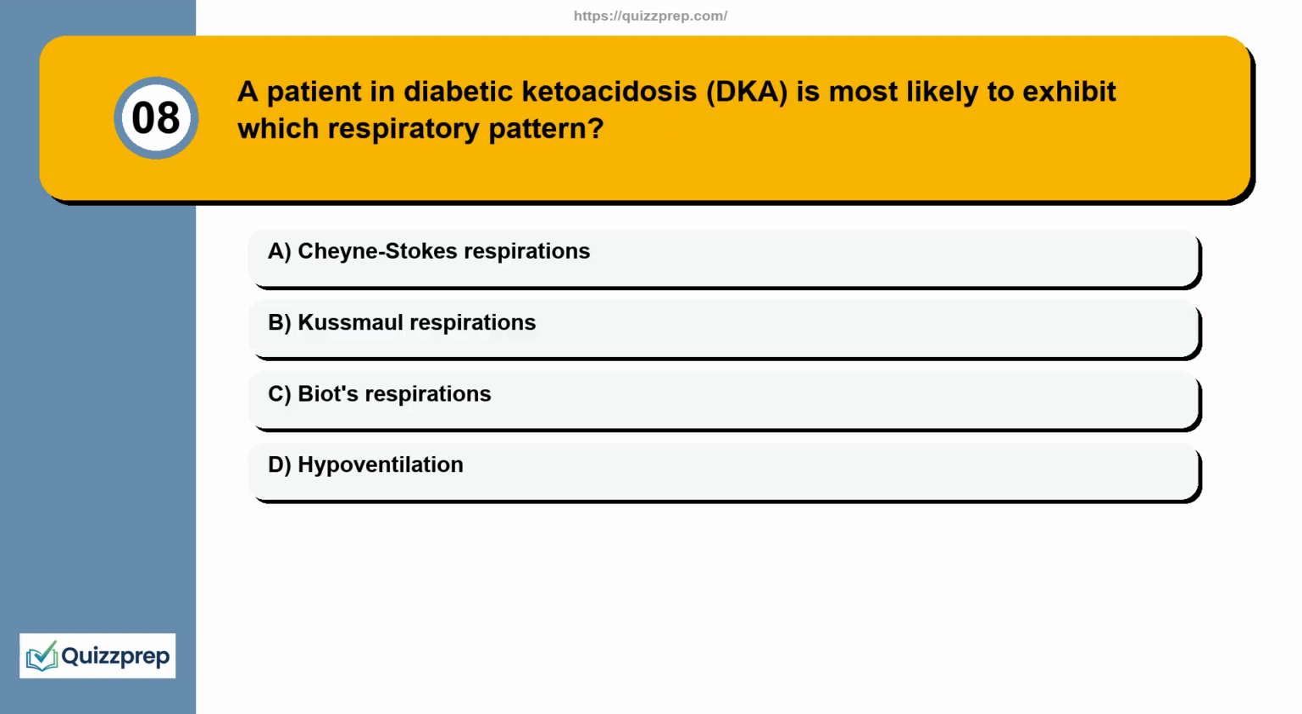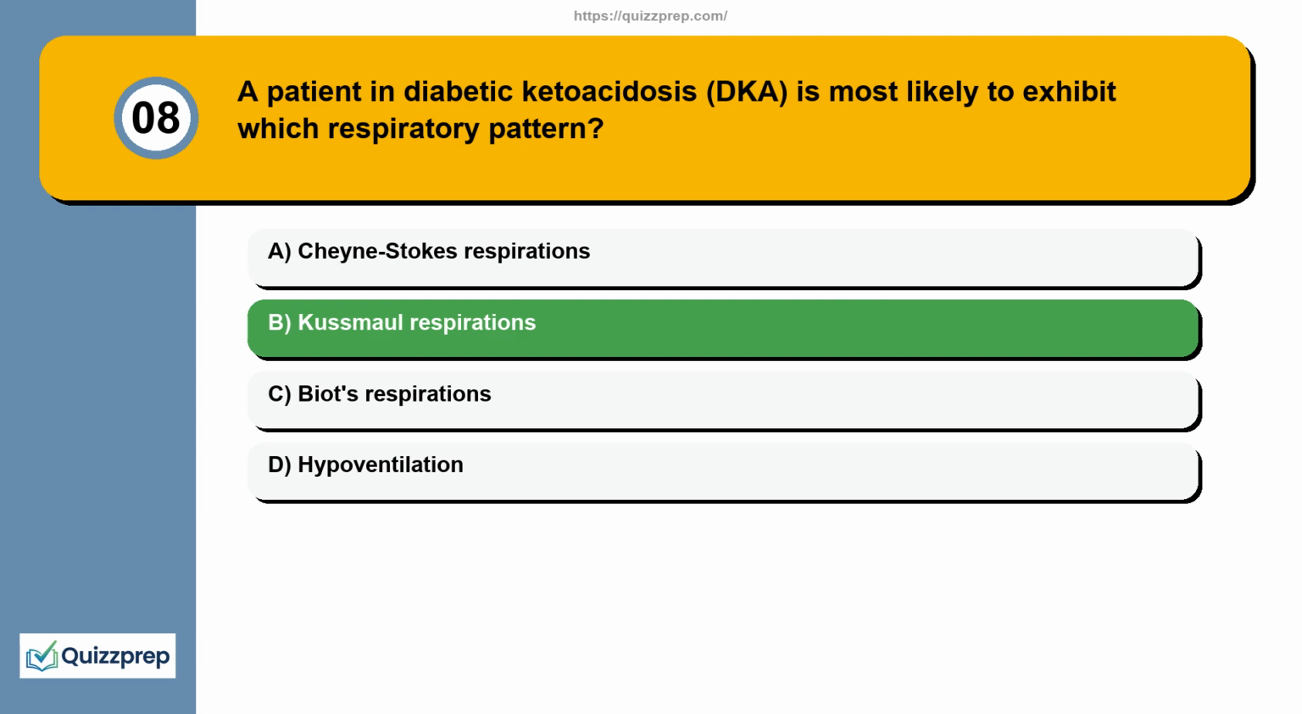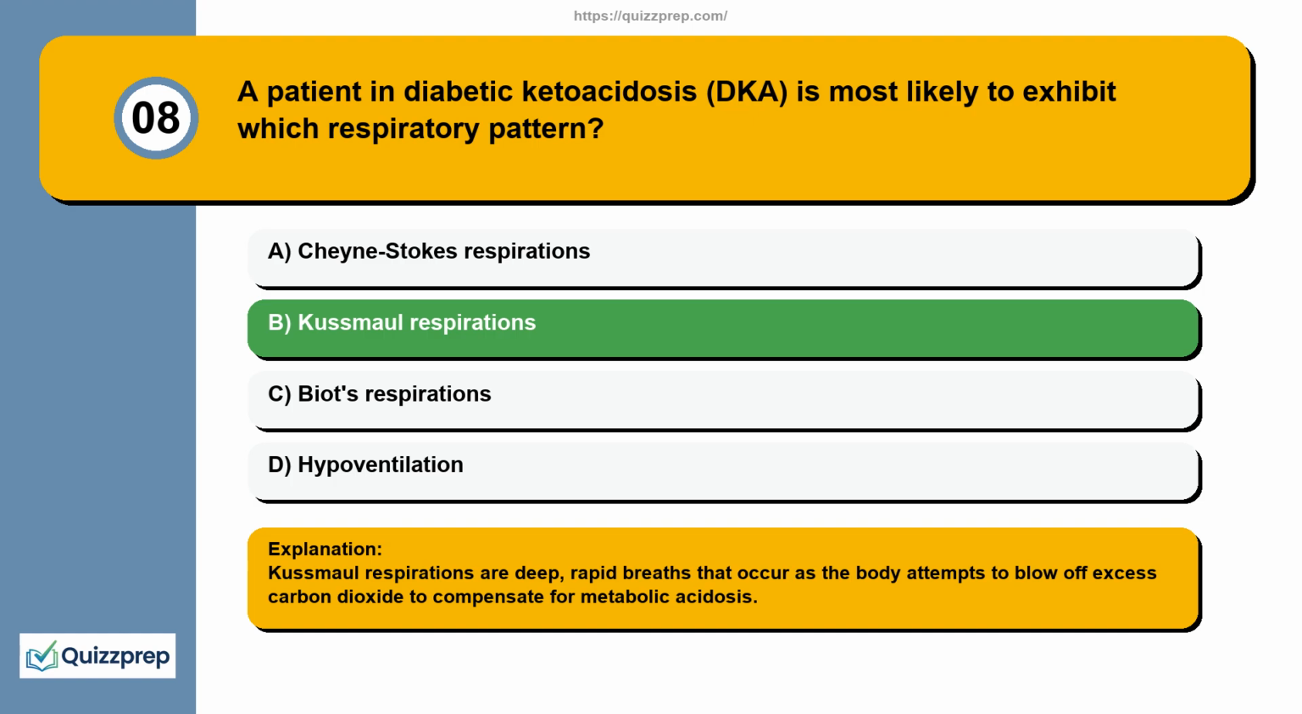Question 8. A patient in diabetic ketoacidosis, DKA, is most likely to exhibit which respiratory pattern? Here are your options. Option A. Cheyne-Stokes respirations. Option B. Kussmaul respirations. Option C. Biot's respirations. Option D. Hypoventilation. The correct answer is option B. Kussmaul respirations. Explanation. Kussmaul respirations are deep, rapid breaths that occur as the body attempts to blow off excess carbon dioxide to compensate for metabolic acidosis.